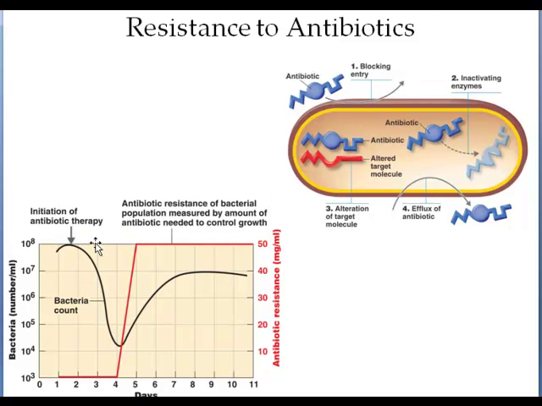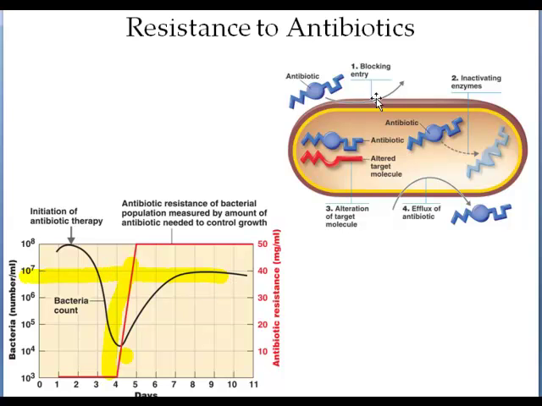Okay, here is an image with a graph that shows the inhibition of antibiotic therapy, with the antibiotic resistance of the bacterial population measured by the amount of antibiotic needed to grow. You can see how drastic it has gone down. If you use an initial antibiotic therapy, your count will be low. However, if you have antibiotic resistance, notice that it doesn't totally remove the number of bacterial cells, or doesn't kill them.